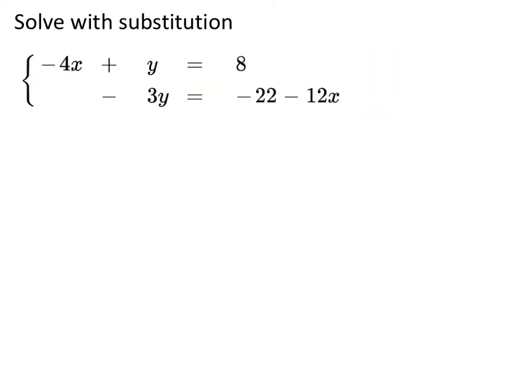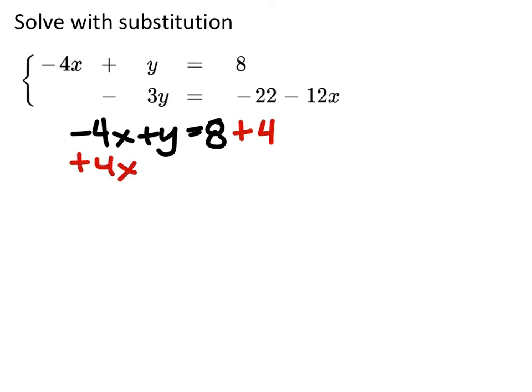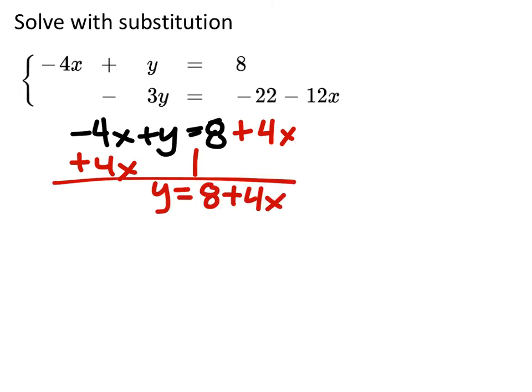All right, so that top equation. If we add 4x to both sides, then we have what y is, 8 plus 4x. But now, in the other equation, I can replace the y with 8 plus 4x.